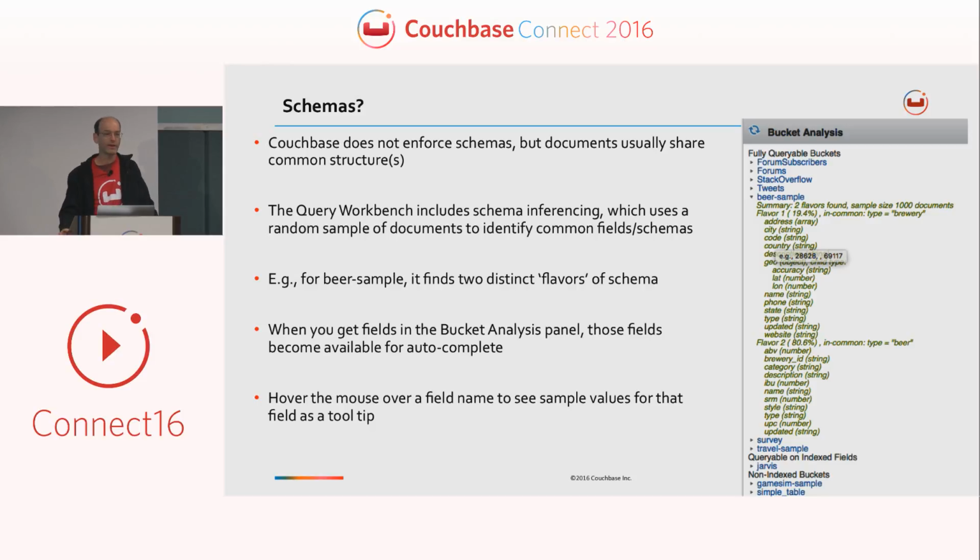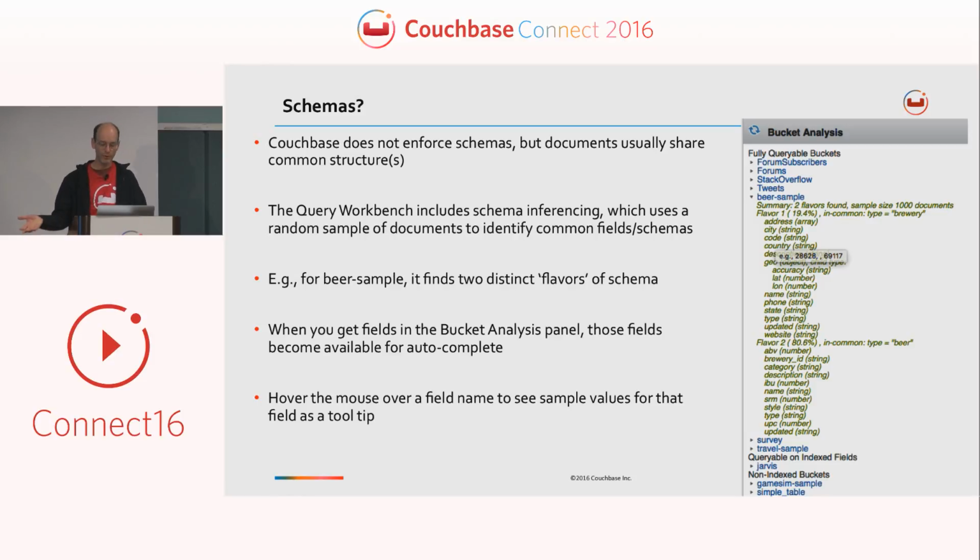So this is very handy if you aren't completely familiar with the data. And once you've expanded this in the UI, you can use all those field names in auto-completion when you're writing queries. So you don't have to type the full name of the query. Or if you forget exactly how it's spelled, you can type the beginning and finish it that way. And finally, if you mouse over a particular field, it will show you sample values of that field that were found during the schema inferencing process.